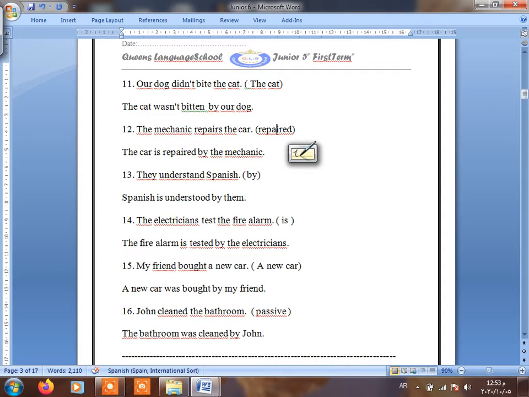And sometimes he asked me to use "by". And of course, we know that we use "by" at the end of the passive sentence. And sometimes I'm asked to use the verb "to be" in the sentence, like number 14, the electrician tested the fire alarm. So he asked me to use "is". And of course, I will change the sentence into passive here.